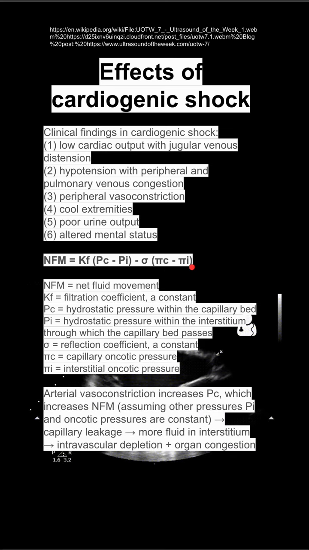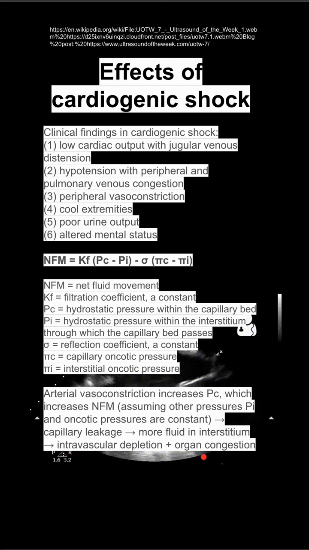From this equation, we can see that arterial vasoconstriction, which is one of the downstream effects of cardiogenic shock, can increase your PC, which will increase your net fluid movement. Now, assuming these other pressures are all constant, this leads to capillary leakage and more fluid in the interstitial space, which leads to intravascular depletion and organ congestion.